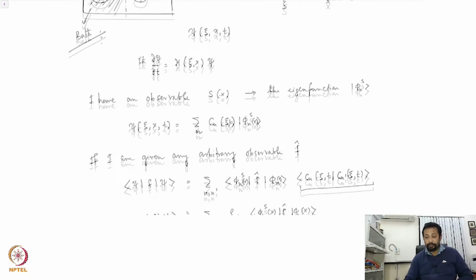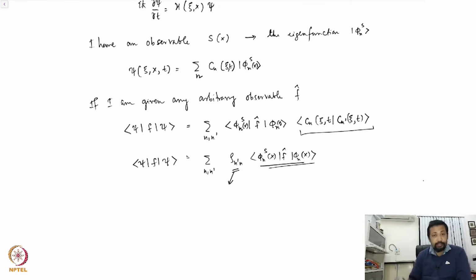So this is an alternative interpretation of the density matrix. So now we want to look at the form of the density matrix.